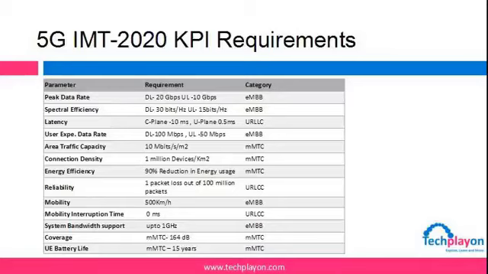So one can check the other key performance indicators like spectral efficiency, latency, user experience data rate, area traffic capacity, connection density, energy efficiency, reliability, mobility interruption time, system bandwidth support, coverage, and UE battery life.